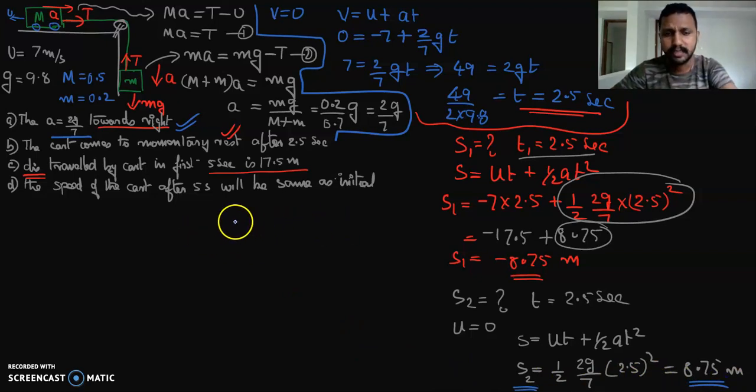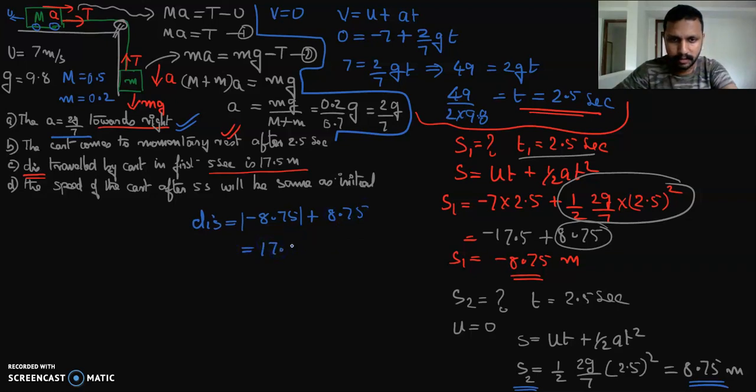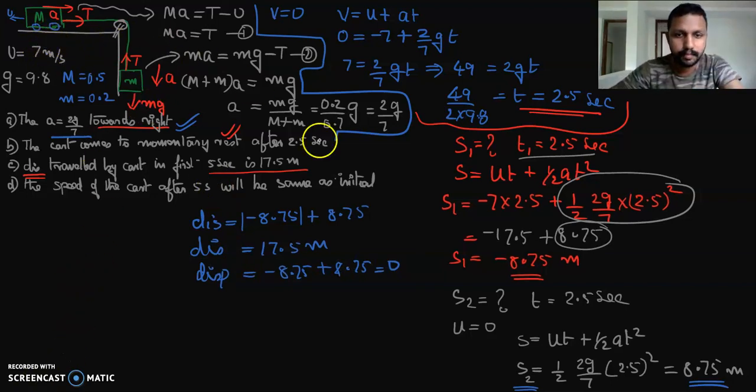Therefore, for the distance traveled, they are asking you the distance, so we have to take the modulus: modulus of minus 8.75 meter plus 8.75, and we will get 17.5 meter. This is distance. But if they are asking for the displacement, displacement will be minus 8.75 plus 8.75, that is equal to 0. That means the cart will be at the same position. So option C is also correct.